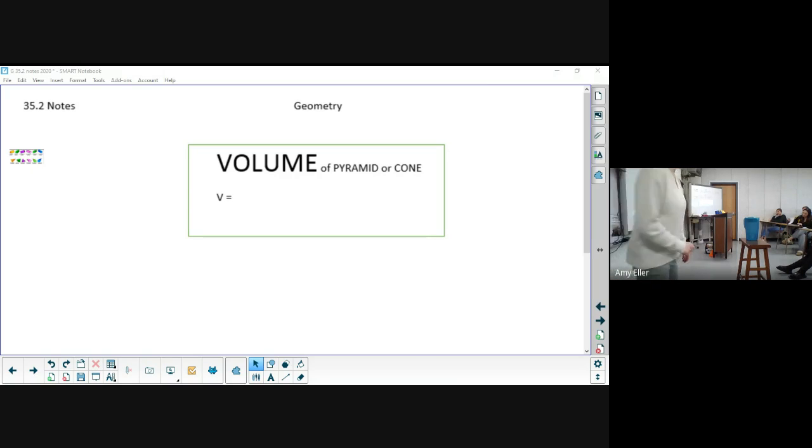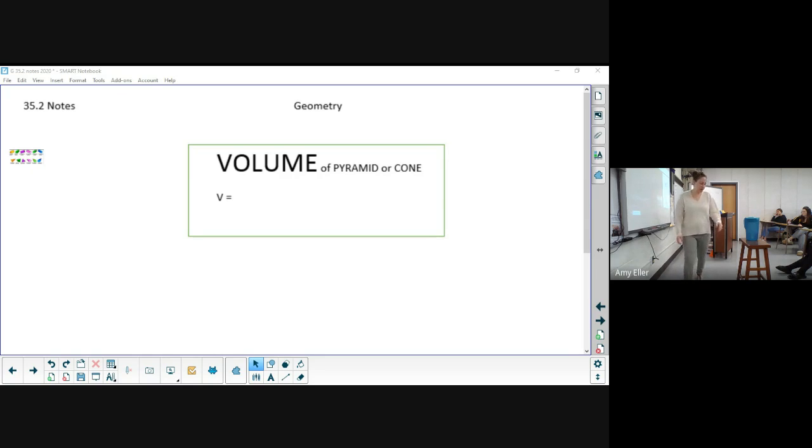Okay. So we're doing volume today. We are going to look at how the volume of a prism compares with our pyramid. So you're not going to write anything for a bit.